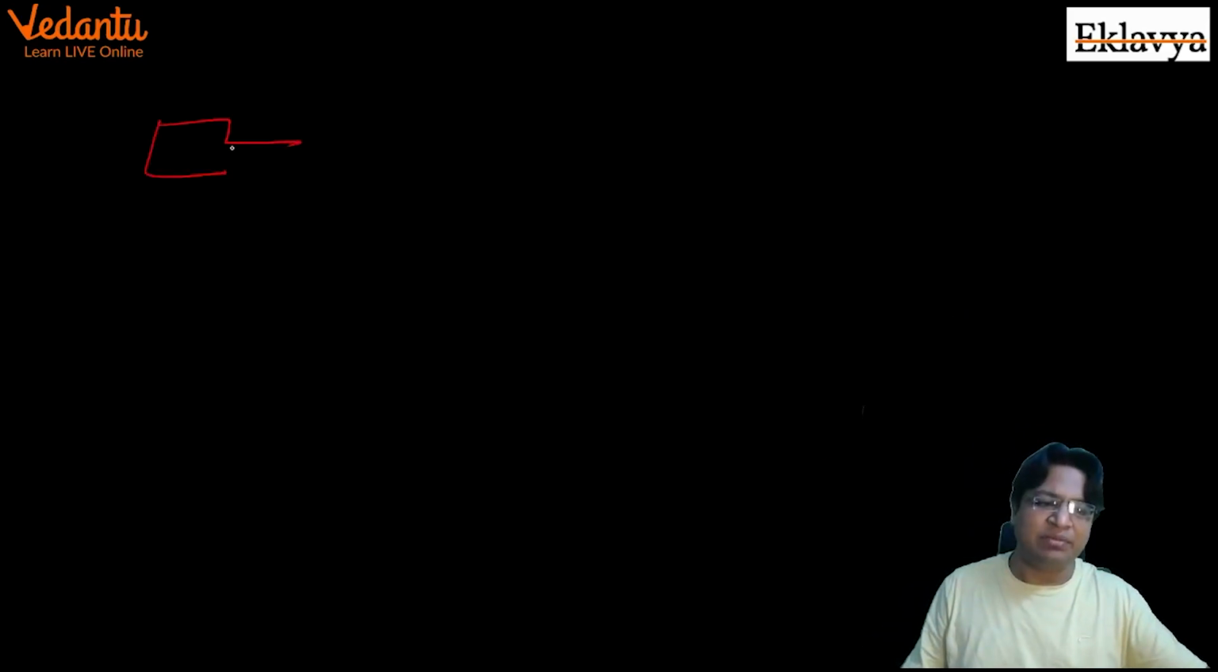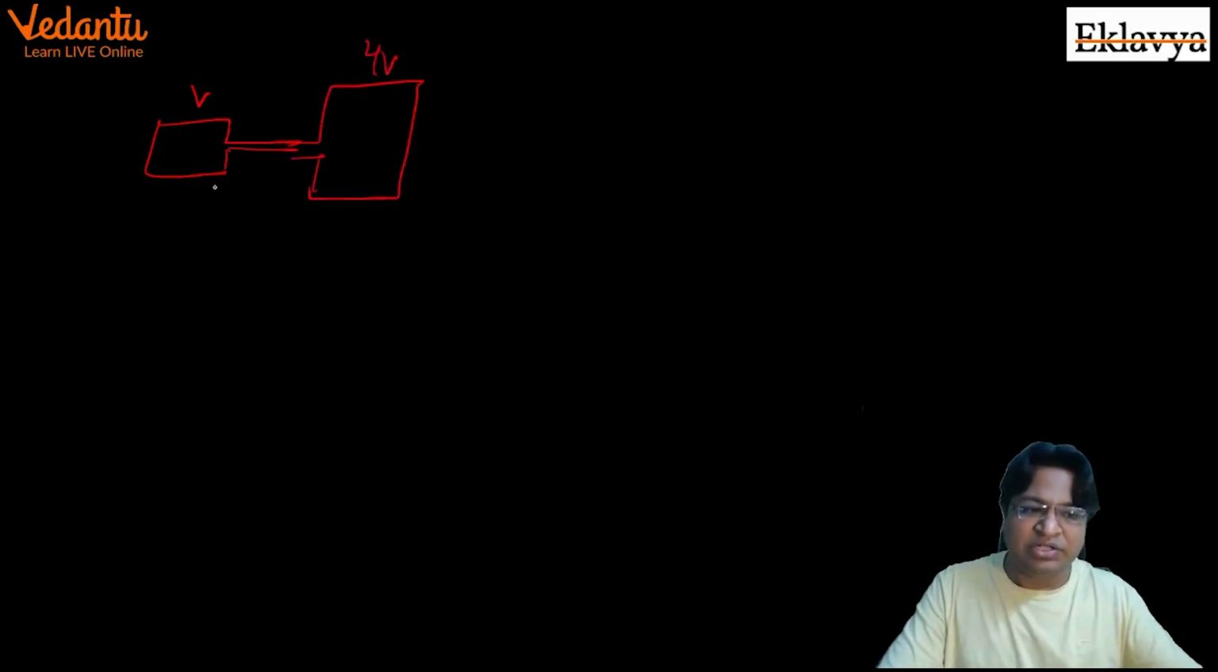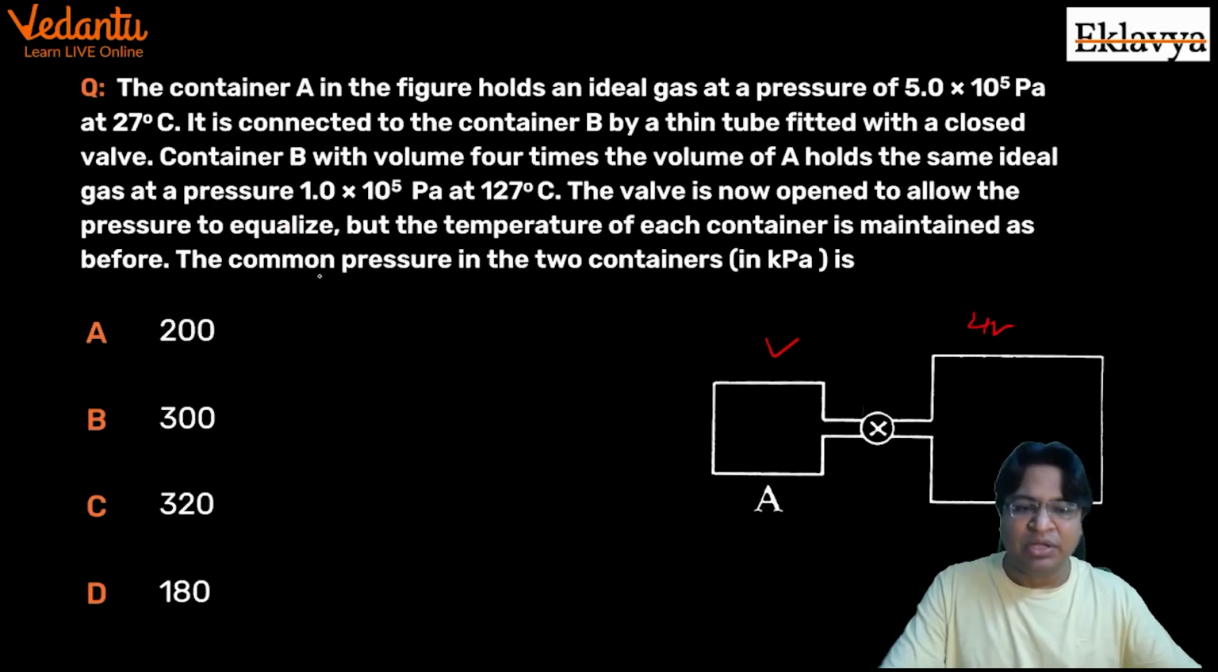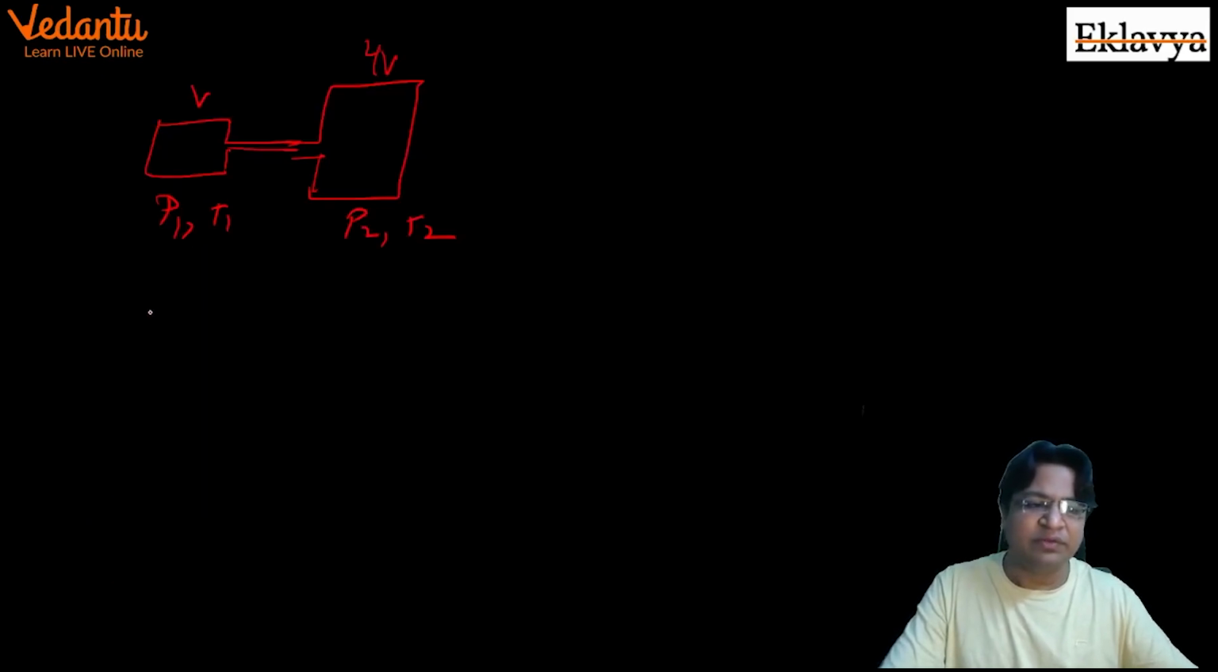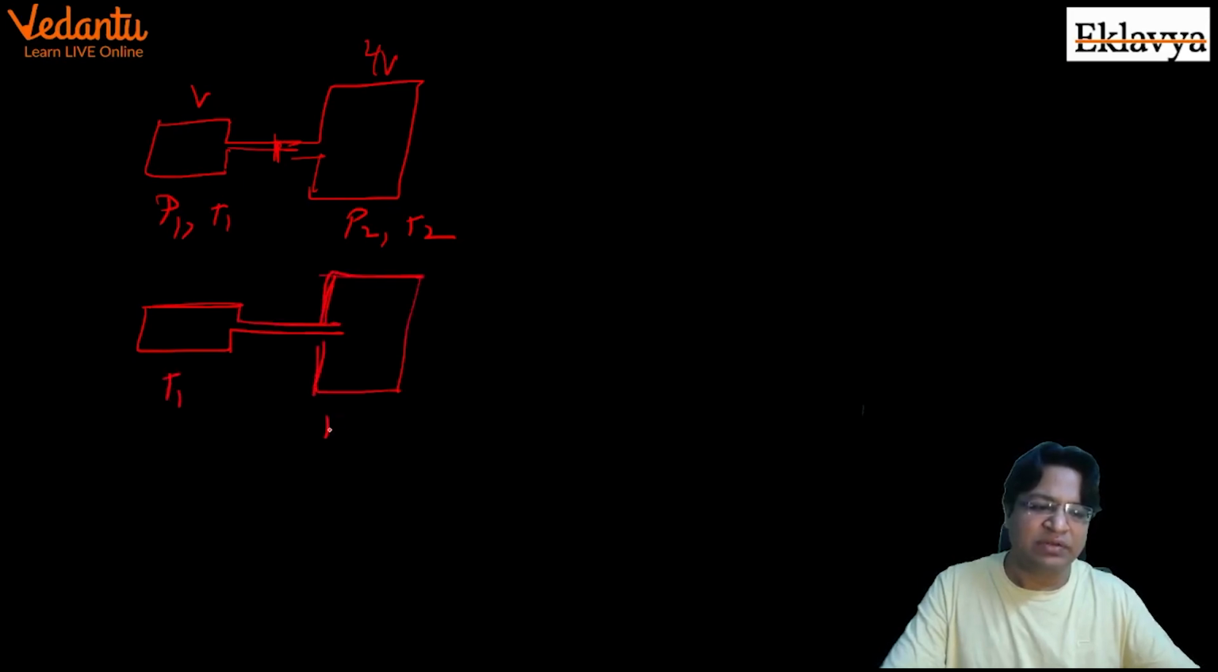So we have one chamber of volume V. We have another chamber of volume 4V, let's say. And initially the gas here had a pressure P1, the gas here had a pressure P2. The temperature here was T1, the temperature here was T2, and there was a valve in between. Then what we did, we removed the valve. So once we remove the valve, the pressure in both chambers is going to become equal, and we have maintained the temperature as T1 and T2. So now the pressure is P, the pressure is P.